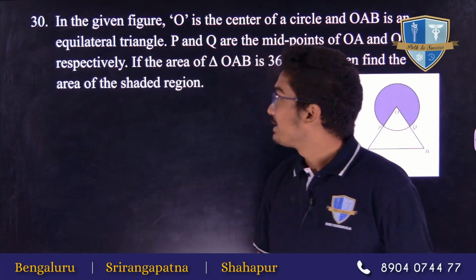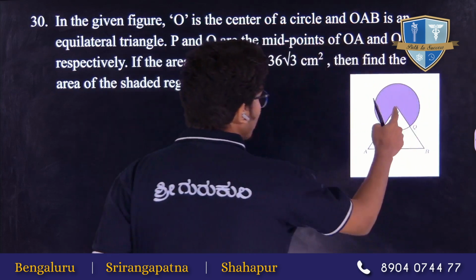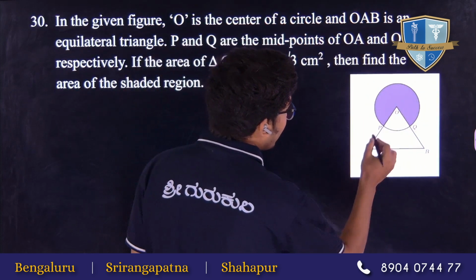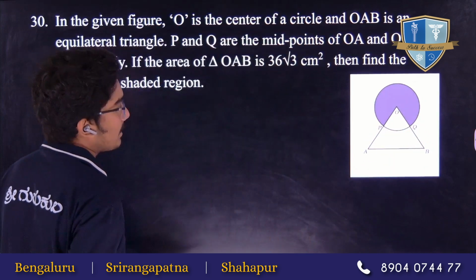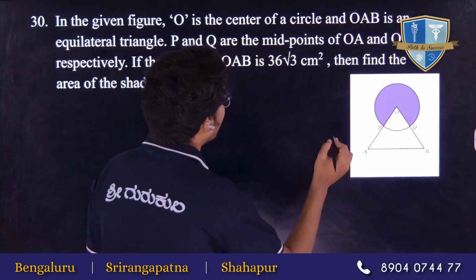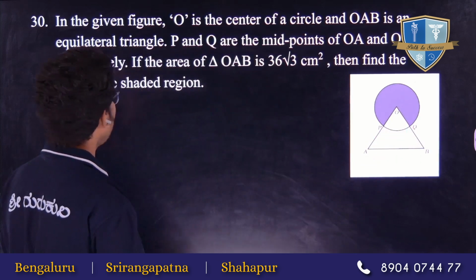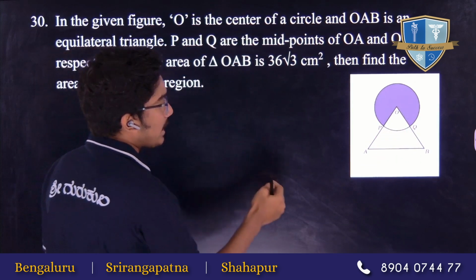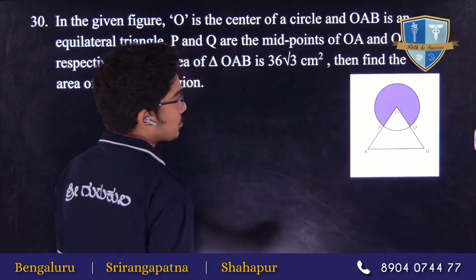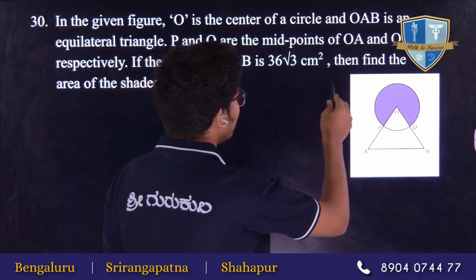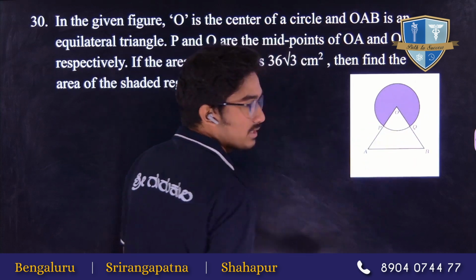So our next question is, in the given figure, O is the center of the circle, and triangle OAB is an equilateral triangle. P and Q are the midpoints of OA and OB. If the area of triangle OAB, this equilateral triangle, is given as 36√3 centimeter square, then find the area of the shaded region. The shaded region is this part of the circle.